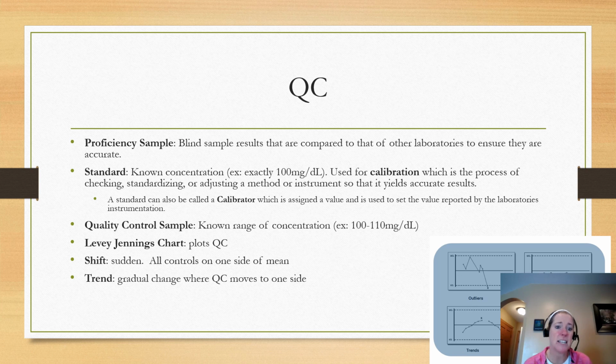Know that a Levey-Jennings chart plots QC. That's what you see in the bottom corner here. And you can see we have a shift, which is sudden. Okay, we got a shift here, suddenly shifts down. We can have a trend, which happens slowly over time. It's more like climbing a hill or going down a hill.